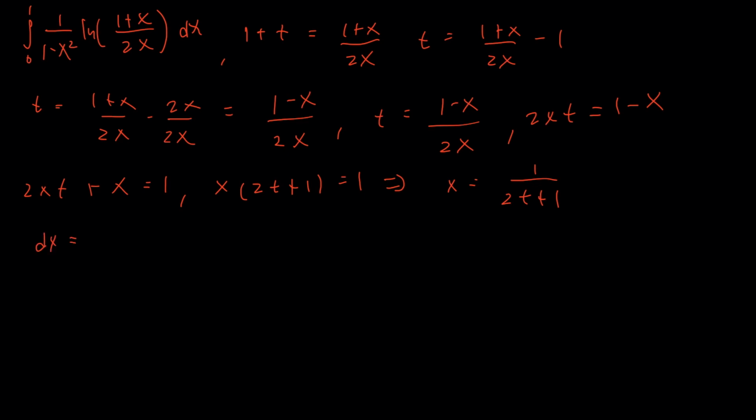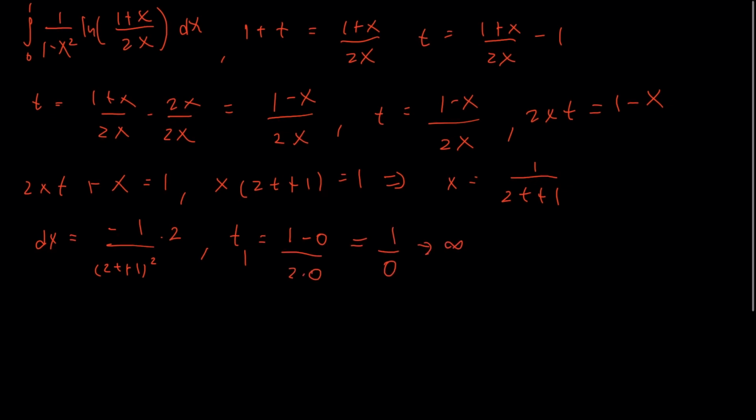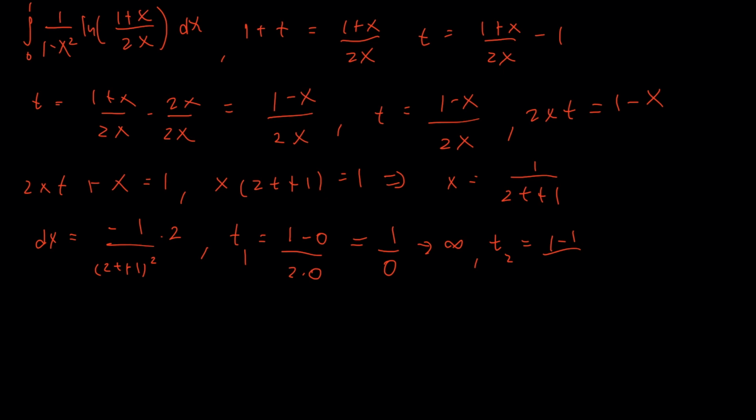So dx will be negative 1 divided by (2t plus 1) squared times the chain rule, so we're going to have an extra 2. And the bounds of integration, t1 will be 1 minus 0 divided by 2 times 0, which is 1 over 0, which is approaching positive infinity. And t2 will be 1 minus 1 divided by 2 times 1, which will be 0 over 2, which is equal to 0. So that means that t is going from infinity to 0.